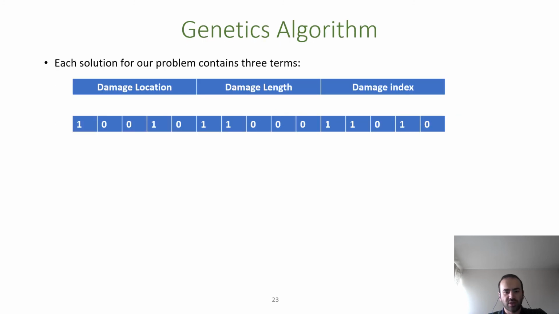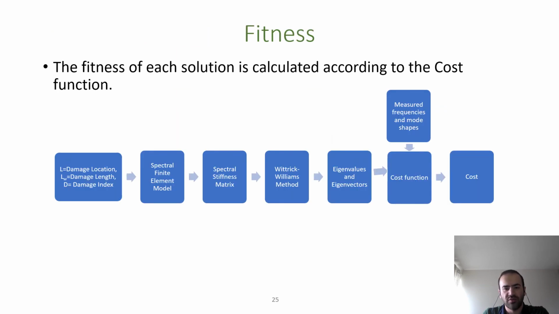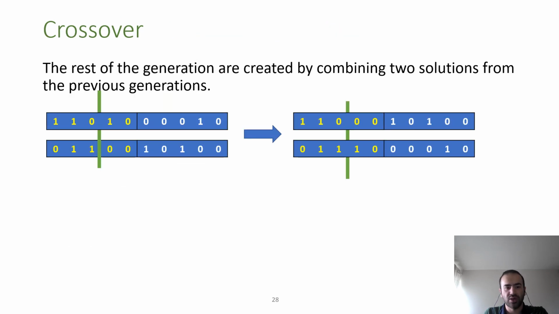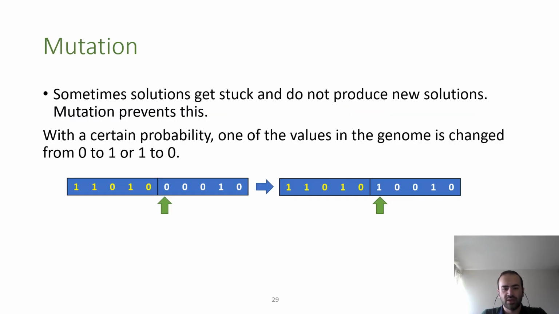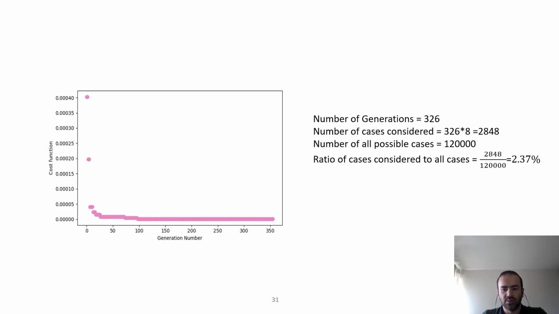Genetic algorithm is adopted to take care of the optimization process. Each trial structure has a signature that shows the location and the length and the amount of reduction in the damaged element. The first population is generated randomly within the constraints of the problem, and the fitness of each member of the first population is calculated using the cost function. The next generation of our solutions is created based on the previous generation through three procedures, which are pair selection, crossover, and mutation. The generations are created until we pass a certain threshold, and then the algorithm stops. The algorithm was used to update the model of a simply supported beam using its first three modes of vibration, and by only looking at 2.37% of all the possible cases, the genetic algorithm updated the model.